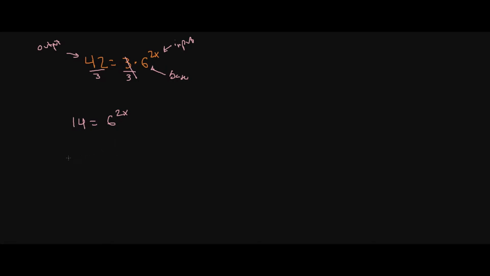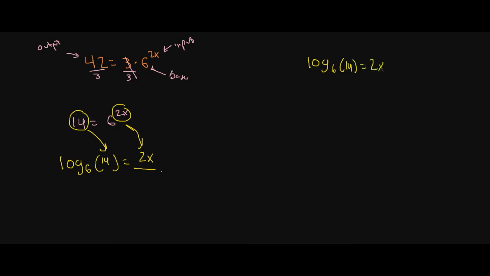All right, so let's convert it to logarithmic form. We're going to get log base 6, and I'll put a set of parentheses, equals blank. Well, this is my output, so that now is going to become my input. And this is my input, so that's going to become my output. All right, so far we've got log base 6 of 14 is equal to 2x.